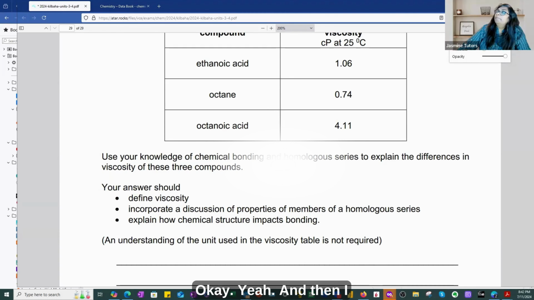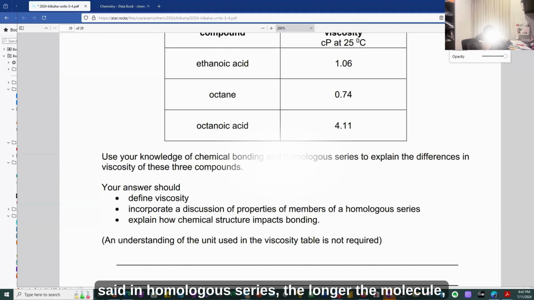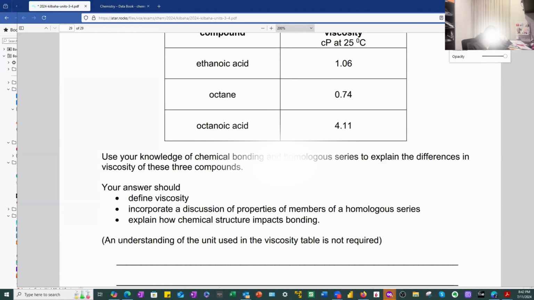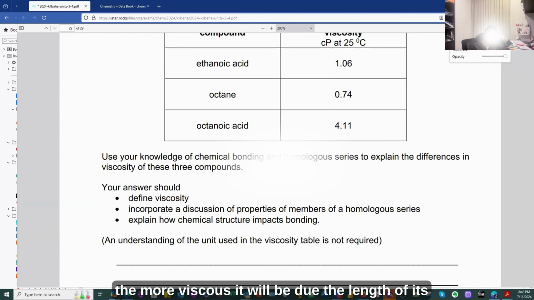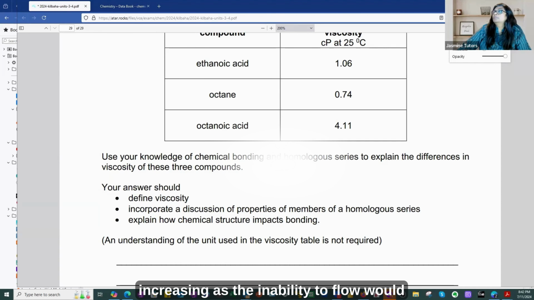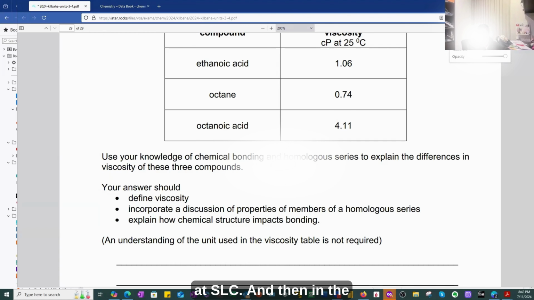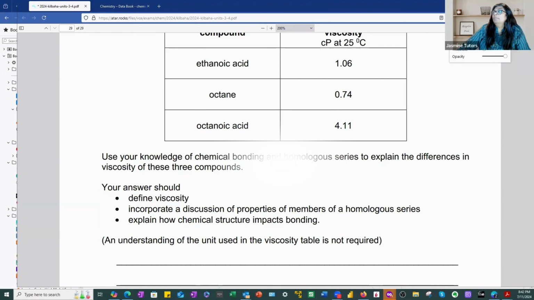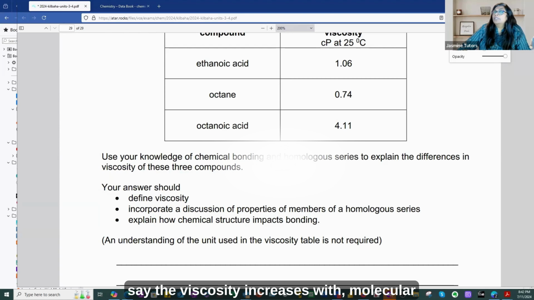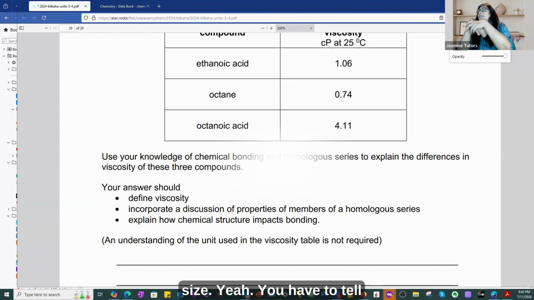And then I said in a homologous series, the longer the molecule, the more viscous it will be, due to the length of its carbon chain. The properties include viscosity increasing as the inability to flow increases. And then in ethanoic acid and octanoic acid, this is shown through their values. Yes, so you have to say the viscosity increases with molecular size.